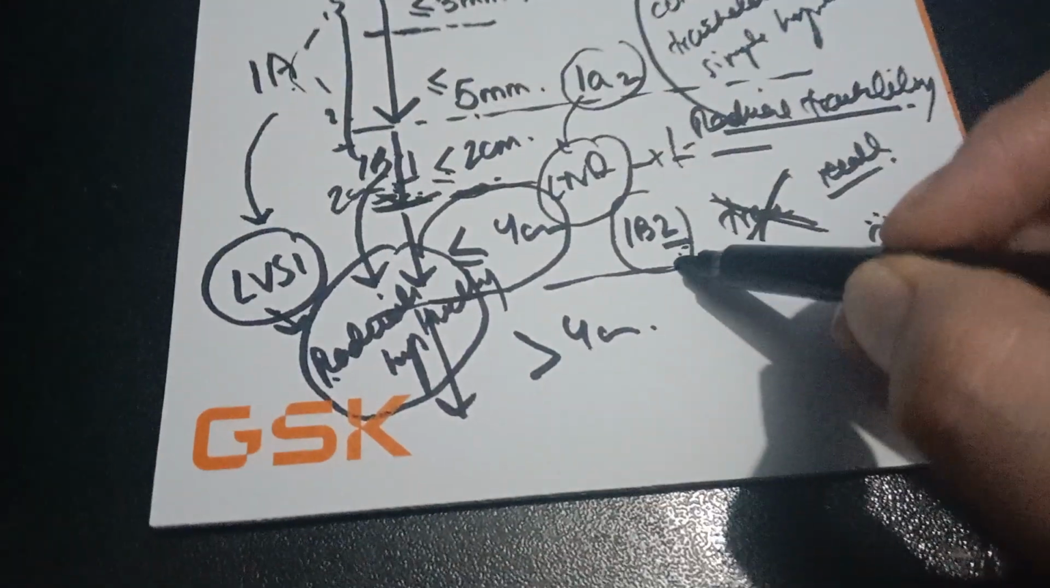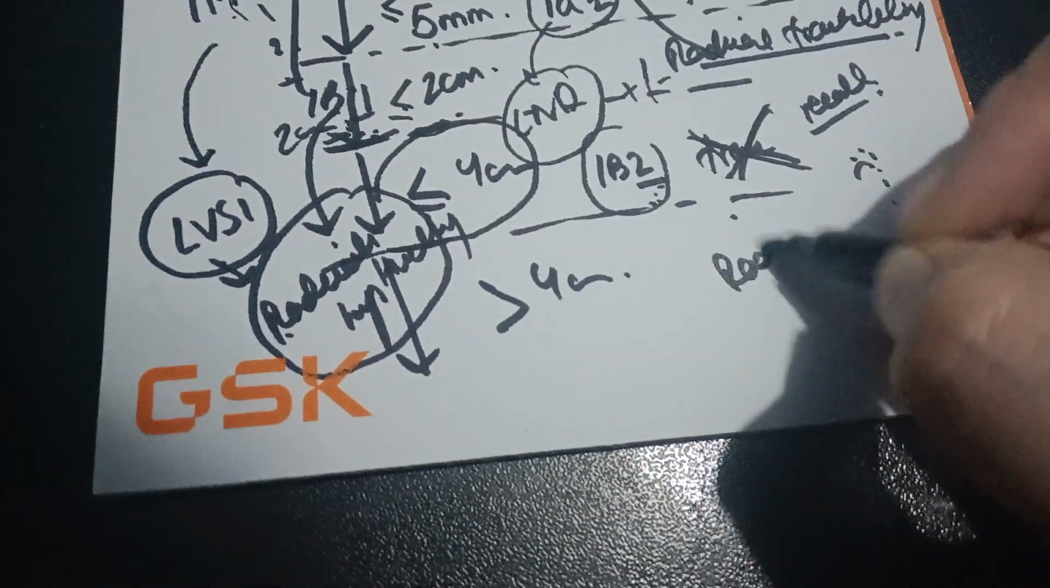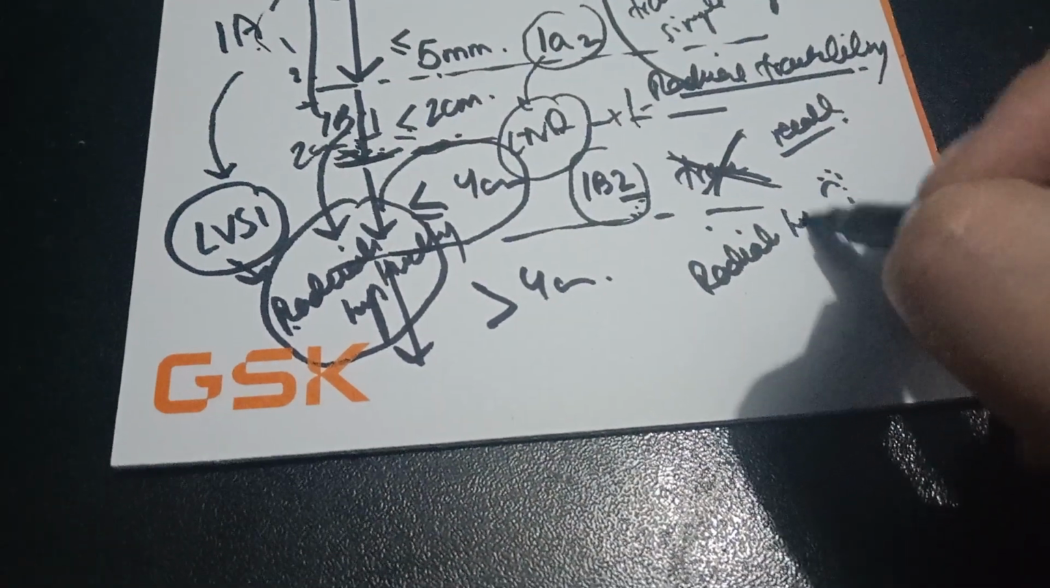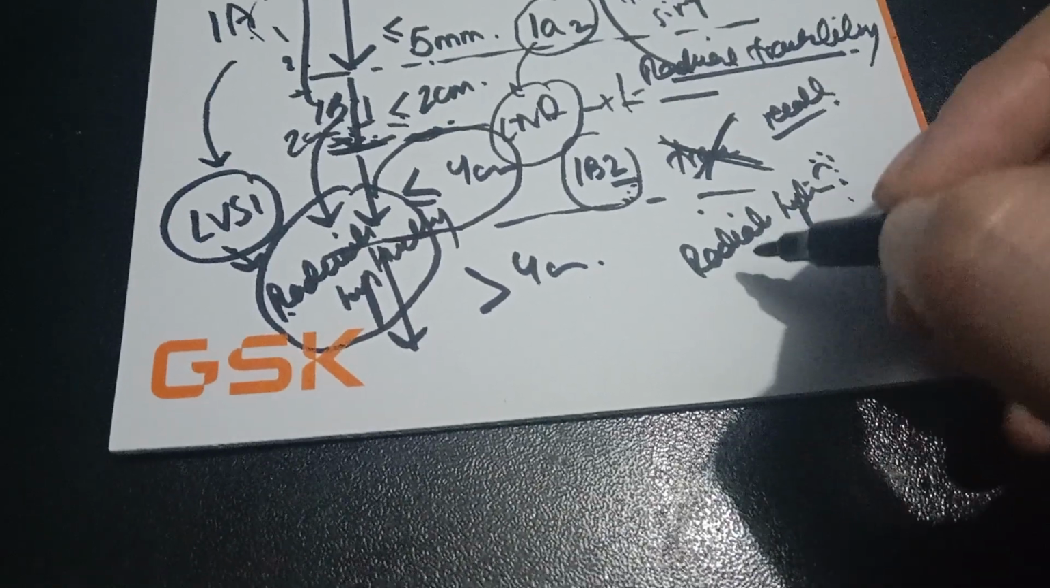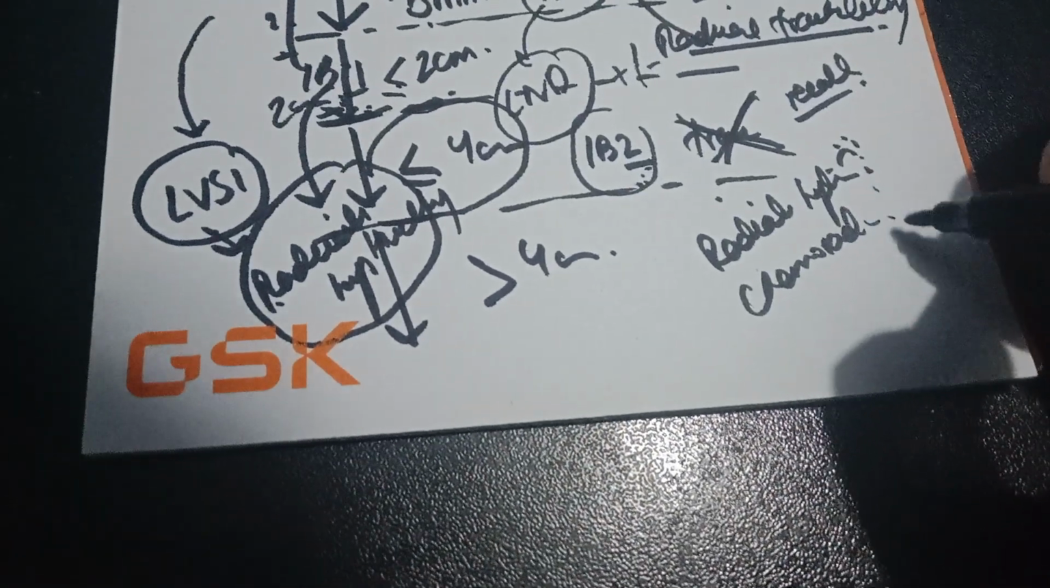So what option do we have in 1B2? In 1B2, we are going to go for radical hysterectomy, and we are going to go for chemo radiation now, okay?